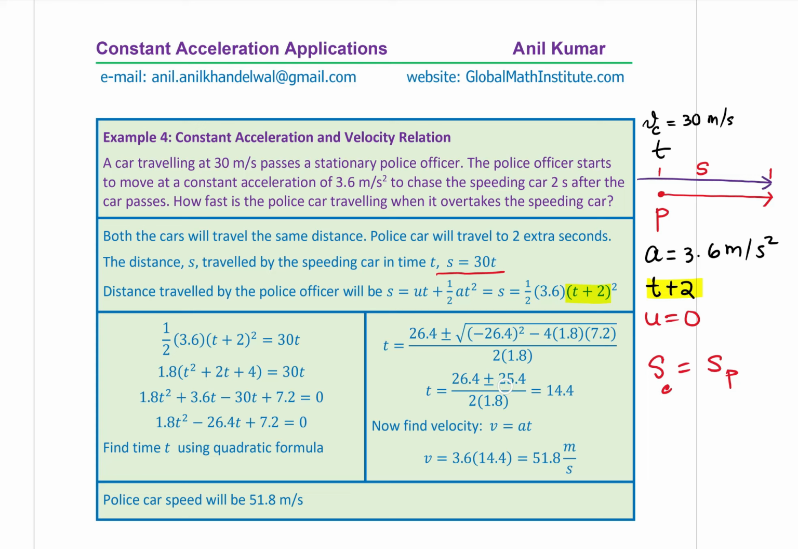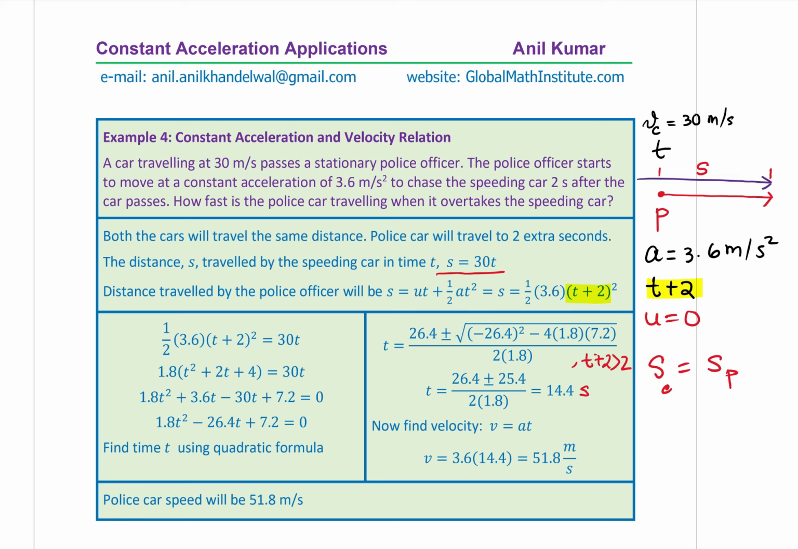Well, the police officer starts after 2 seconds. So we know that t plus 2 should be greater than 2, right? So t plus 2 should be greater than 2. So we have to take the value which is greater than 2. So in the calculation, you'll see that 14.4 seconds is the value which is appropriate for the time taken.